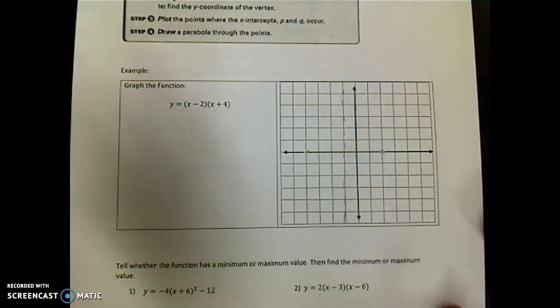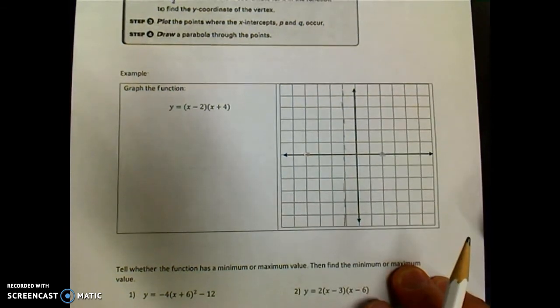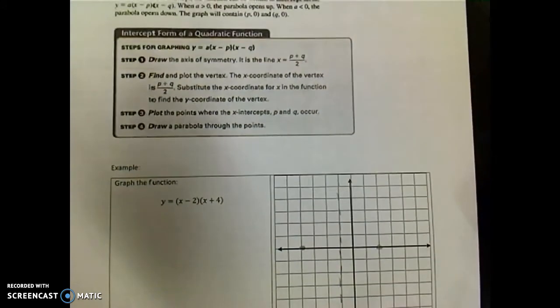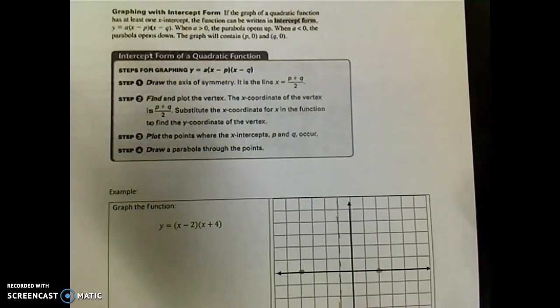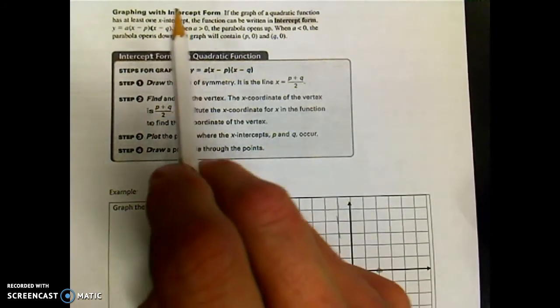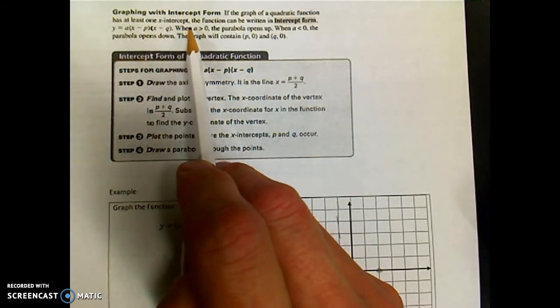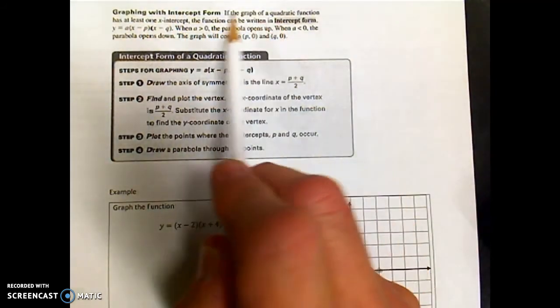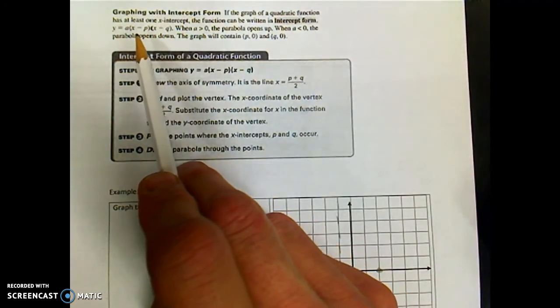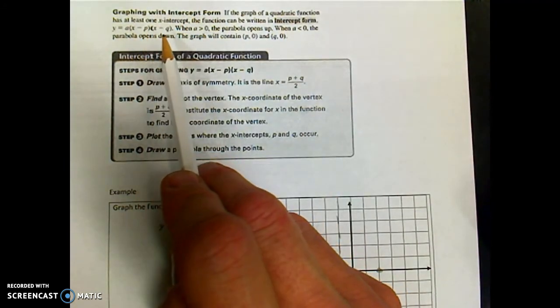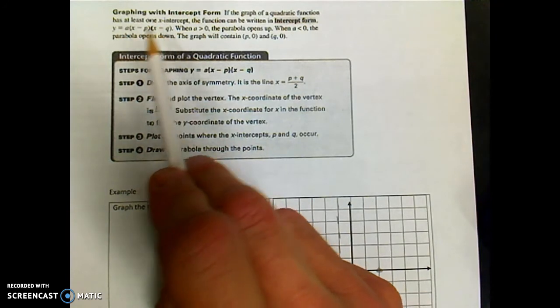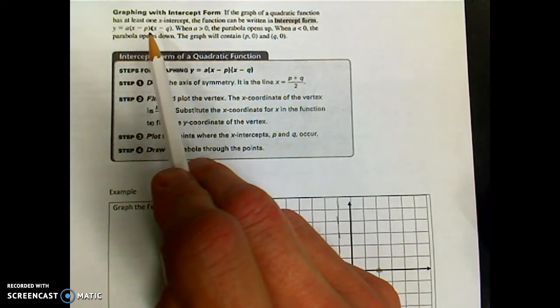Now I still need a little bit more to fill out this graph, but I think the bones here are pretty good. Let's take a look at what happens when we have a graph in intercept form. If the graph has at least one x-intercept, the function can be written in intercept form, which is y equals a times x minus p times x minus q.